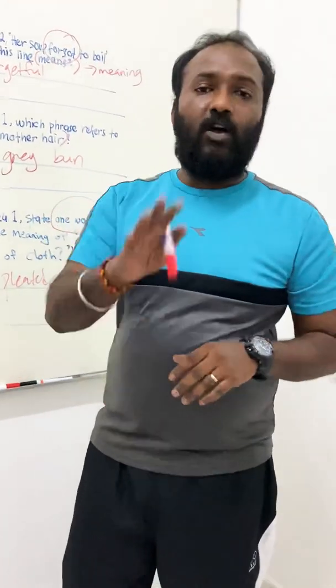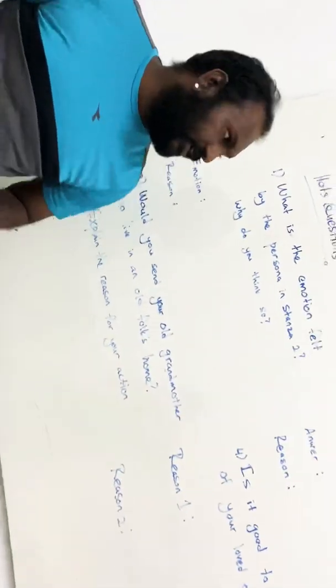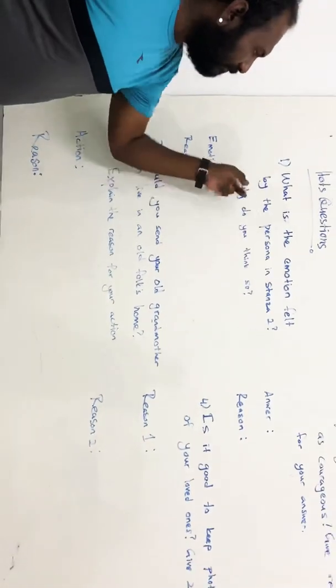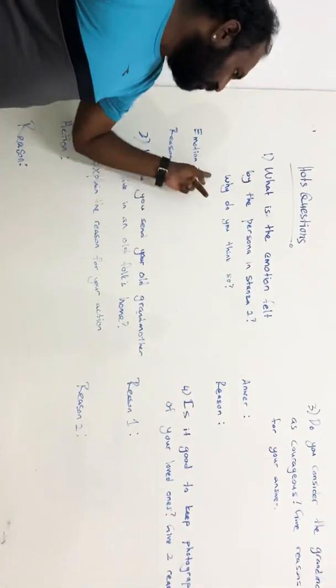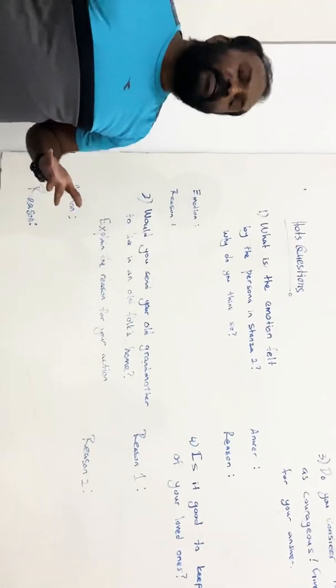Now let's move on to the Hawks question. As for the Hawks question, we're going to discuss 4 questions. Let us look at question number 1. What is the emotion felt by the persona in stanza 2? Why do you think so? Here they are asking the emotion felt by the persona.